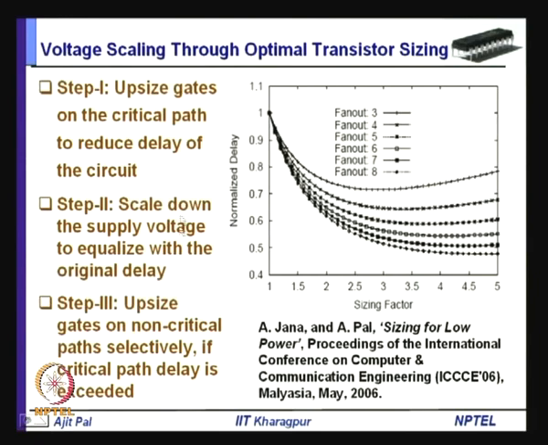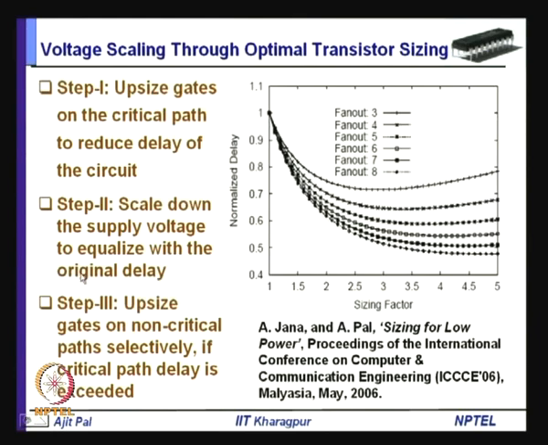However, whenever you reduce the supply voltage, many non critical paths will become critical. So, again you have to selectively identify transistors in the non critical path, and then introduce sizing in a selective way, so that the delay is not more than the critical path. This is how, by using these 3 steps, we can do voltage scaling by optimal sizing of the transistors.